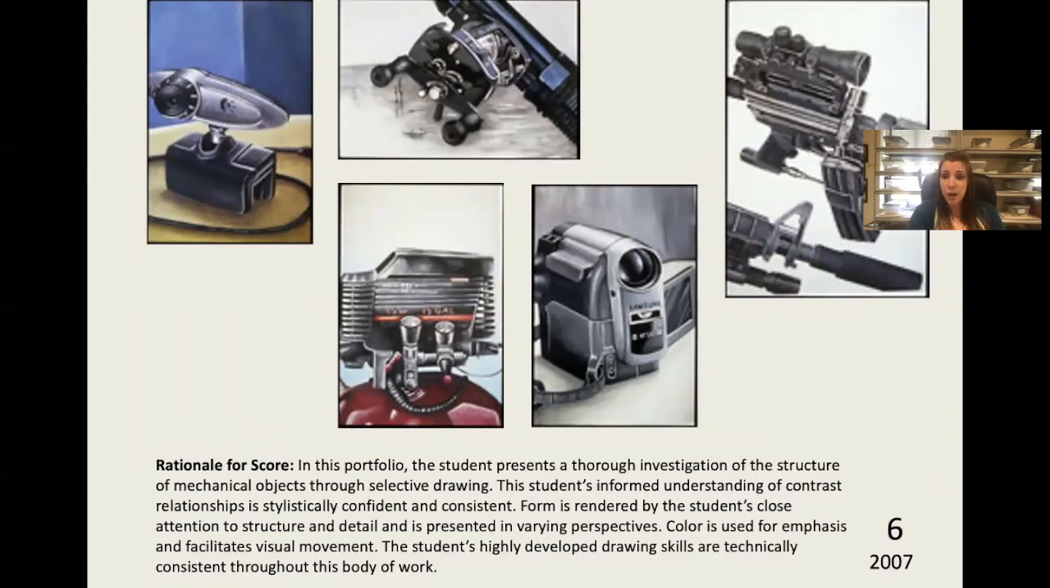This one has the rationale for the score. So it says, in this portfolio, the student presents a thorough investigation of the structure of mechanical objects through selective drawing. This student's informed understanding of contrast, relationships is stylistically confident and consistent. Definitely both of those. Form is rendered by the student's close attention to structure and detail and is presented in varying perspectives. So they're not always showing us the exact same perspective of everything. Color is used for emphasis and facilitates visual movement. That is also very true.